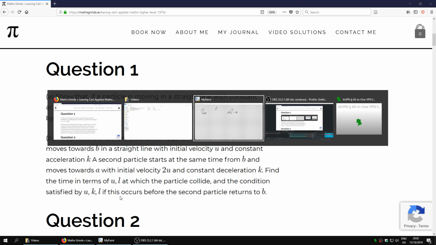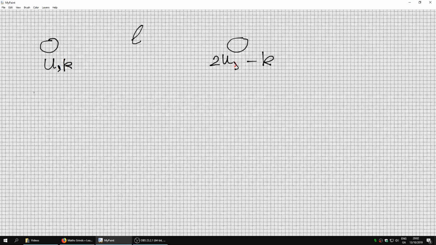We want them to collide. So the distance traveled by this particle would be s equals ut plus a half a, which is k, and then t squared. Right, so that's the distance traveled by the first particle.